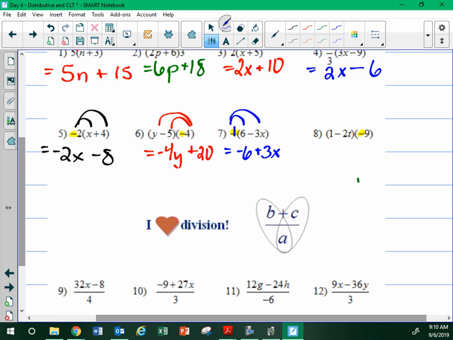All right, number 8. Same idea. Negative 9 times 1, negative 9. Negative 9 times negative 2t. Negative times negative is a positive. 2 times 9? 18.